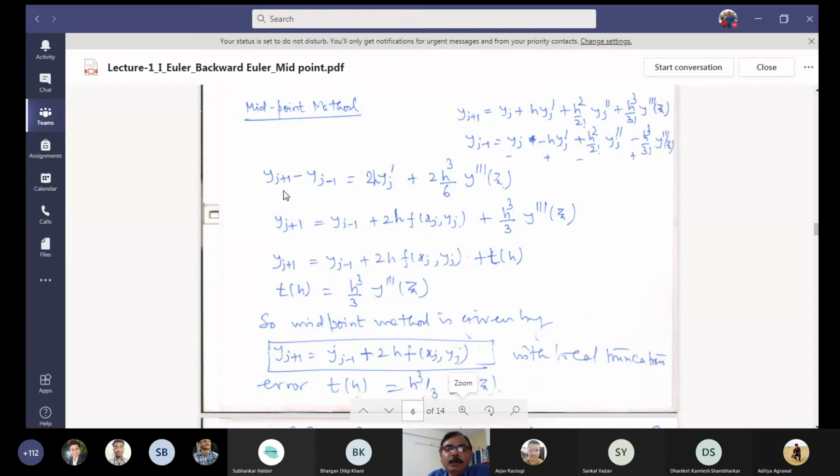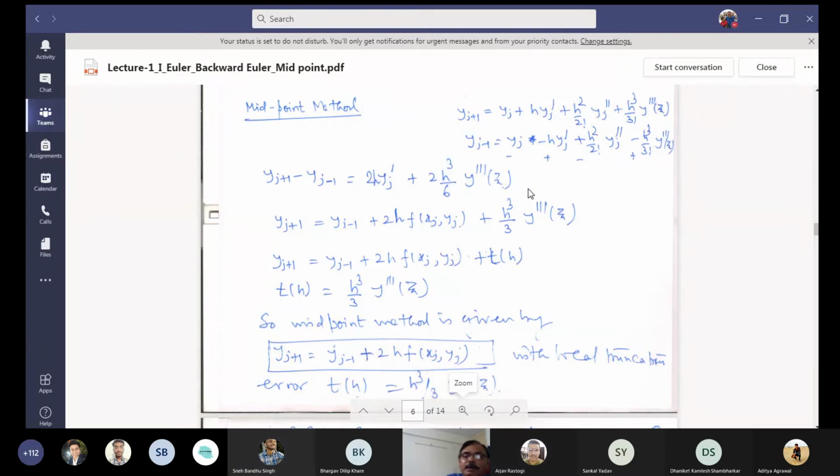Subtract these two. What you get? yj plus 1 minus yj minus 1 equals, this gets cancelled out. So you get 2h yj prime plus 2 times h cube by 3 factorial, which is 6, y triple prime xi. We may write this as h cube by 3 because 2 times it is there. So we get that yj plus 1 equal to yj minus 1 plus 2h f of xj, yj plus h cube by 3 y triple prime xi. Right? Is that right?